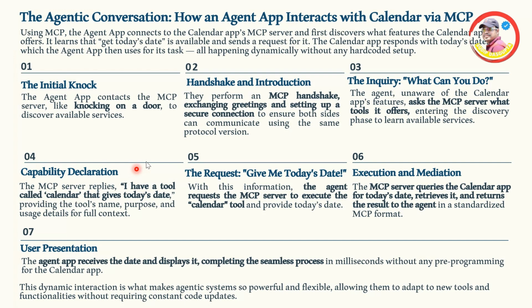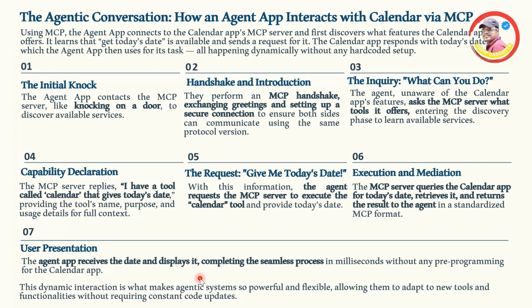Okay, the fifth step comes in, where our agent or the small robot that we are operating will ask the MCP server, give me today's date then from your calendar tool. So in step 6, the MCP server goes back to the calendar app, gets today's date from that calendar app, and returns it to the agent or the small robots that we are running. The agent app receives the data and displays it completely seamlessly to the user.